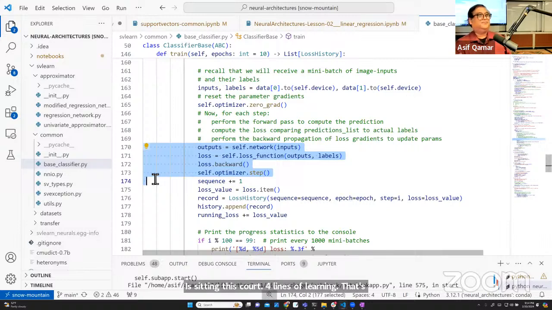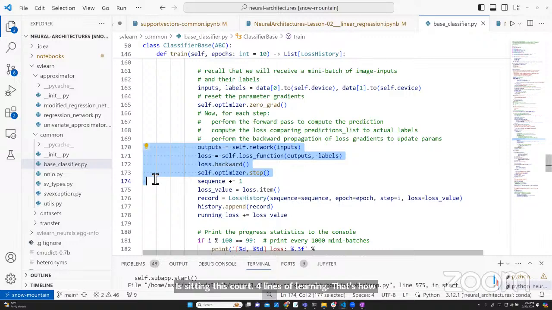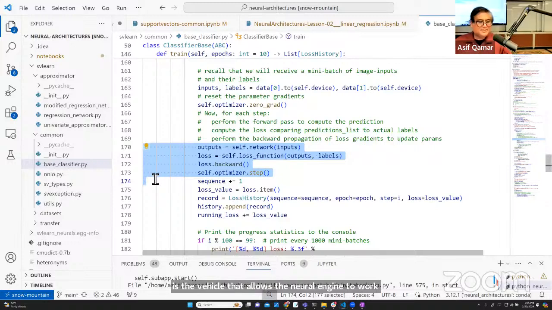Would it be fair to say that you're describing a car, saying a car needs wheels, a chassis, an engine? You're describing all the parts. You've yet to explain how an engine works, but we need an engine and it does things, but this is the vehicle that allows the neural engine to work. No, I'm saying a car has many things. I'm giving you the main engine. This is the engine. This literally is the main learning loop. Those four lines of code are the heart of learning in neural networks.